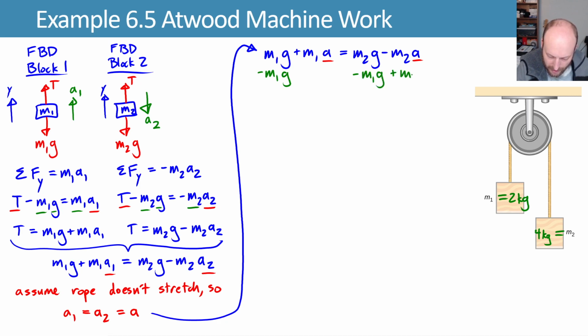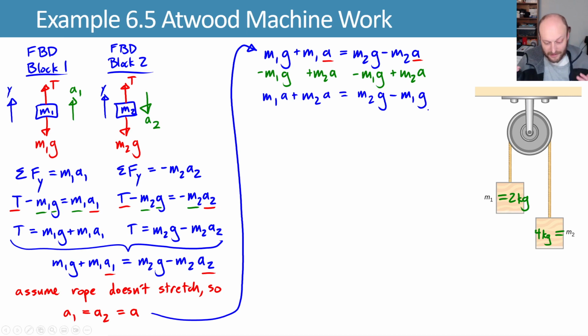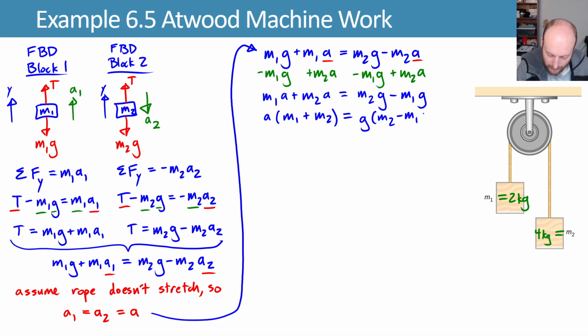And we can add M2A to both sides. And when doing that, we end up with M1A plus M2A is equal to M2G minus M1G. This seems like a perfect time to factor to make things look a little bit nicer. And this says that A times the quantity M1 plus M2 is equal to G times the quantity M2 minus M1. We can now divide both sides by this combined M1 plus M2, and this tells us that my acceleration should be G times M2 minus M1 divided by M1 plus M2.